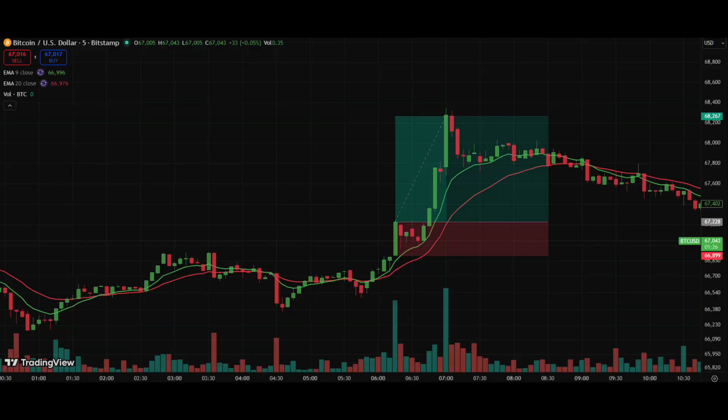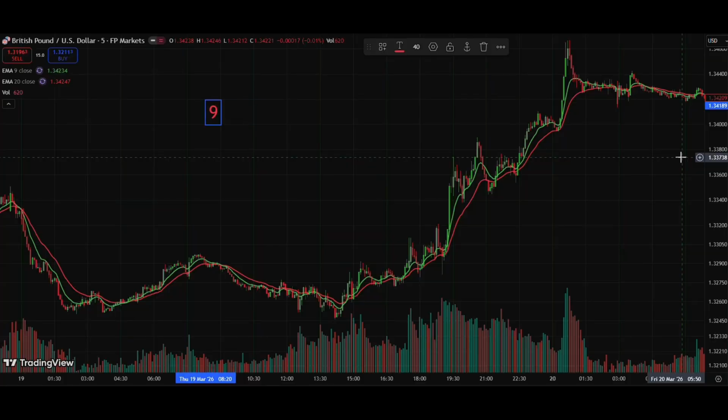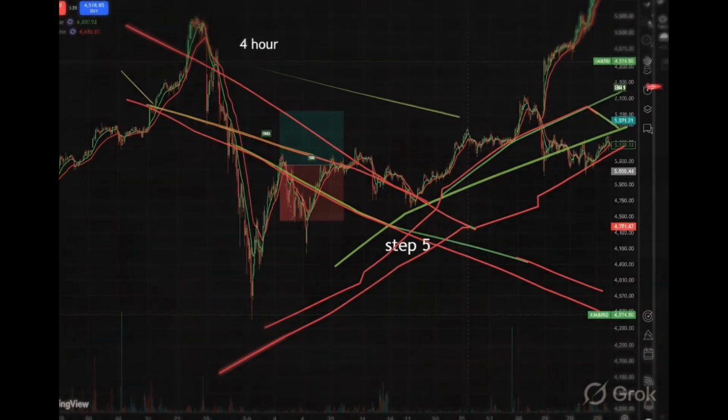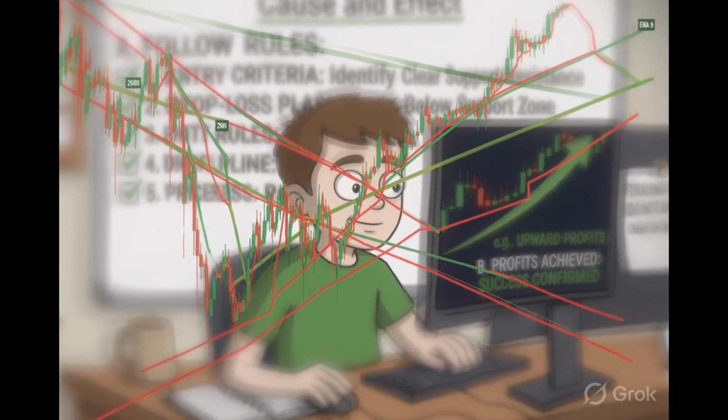The setup, the entry, the rule. I'm going to give you this in 5 steps. No filler, no padding. Write these down. Step 1, direction filter. Before you open a single position, look at the 9 and 20 EMA. 9 above 20, bullish. Long trades only. 9 below 20, bearish. Short trades only. If you can't immediately tell which one is on top, the market is sideways. You do nothing. We'll come back to this.